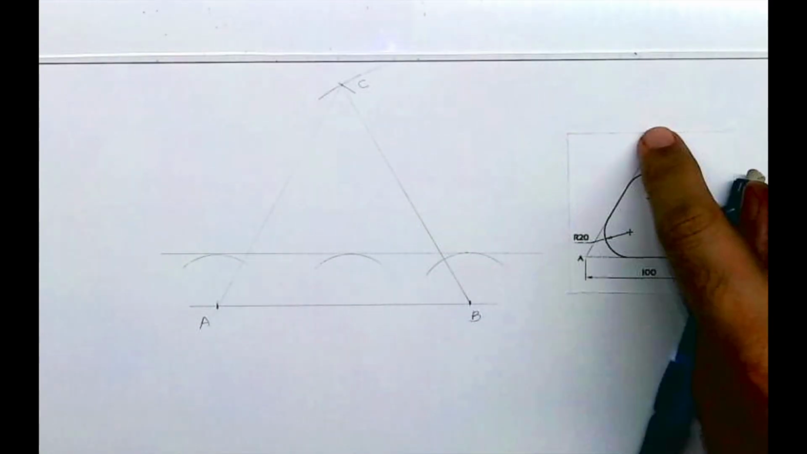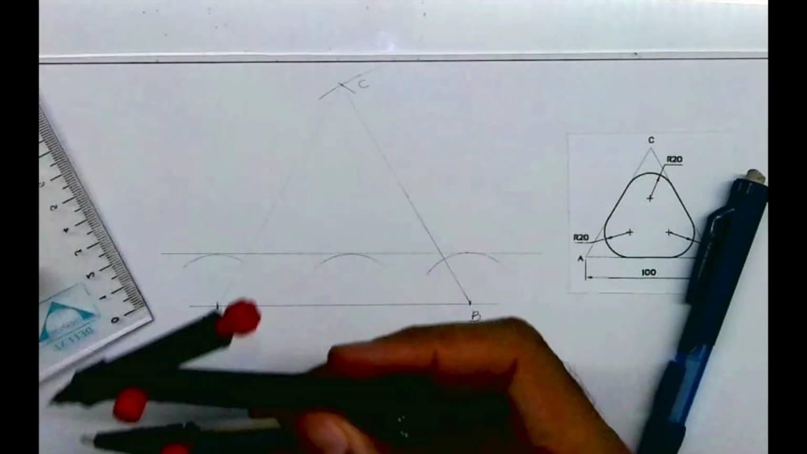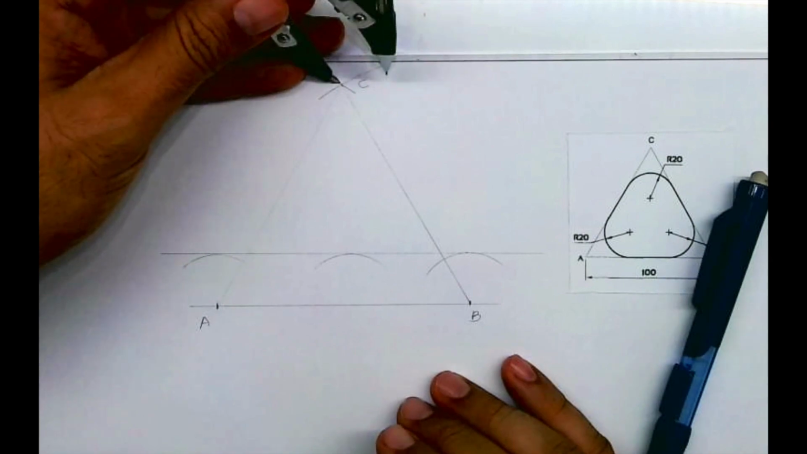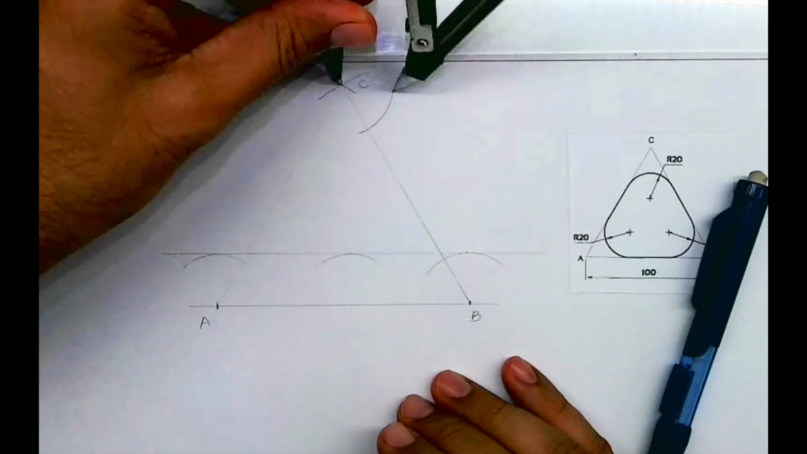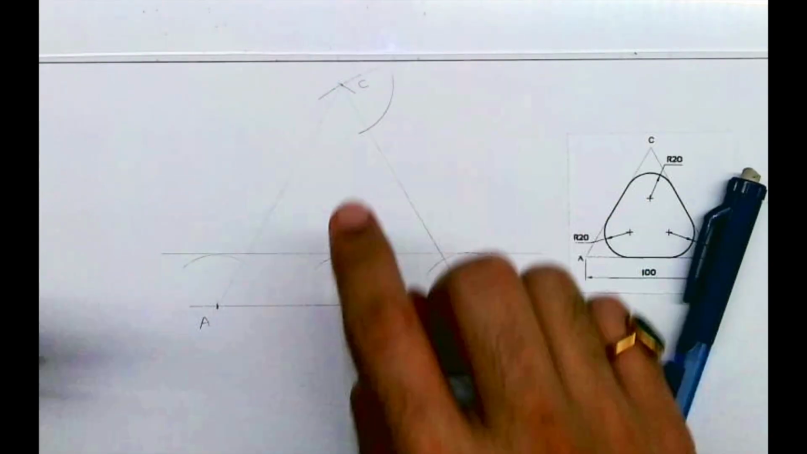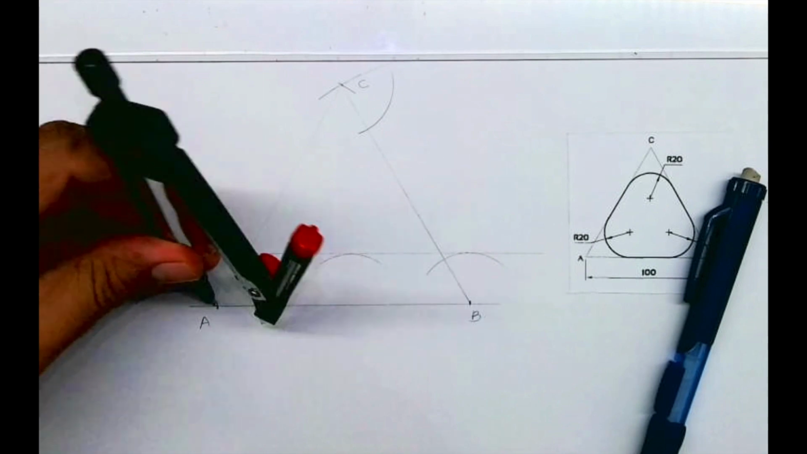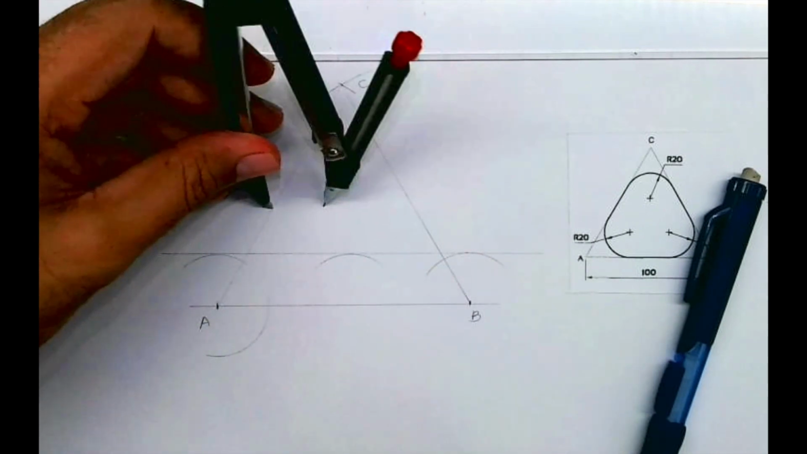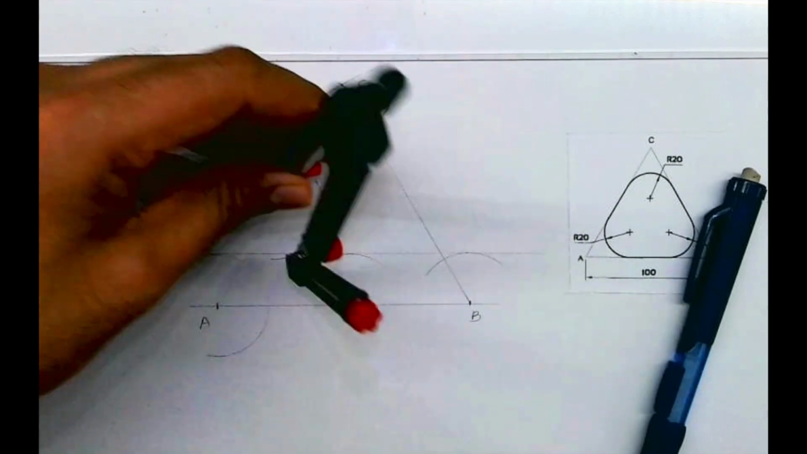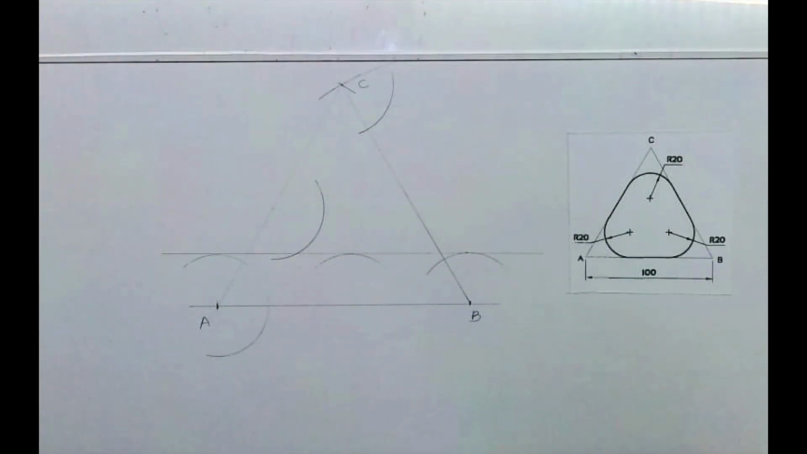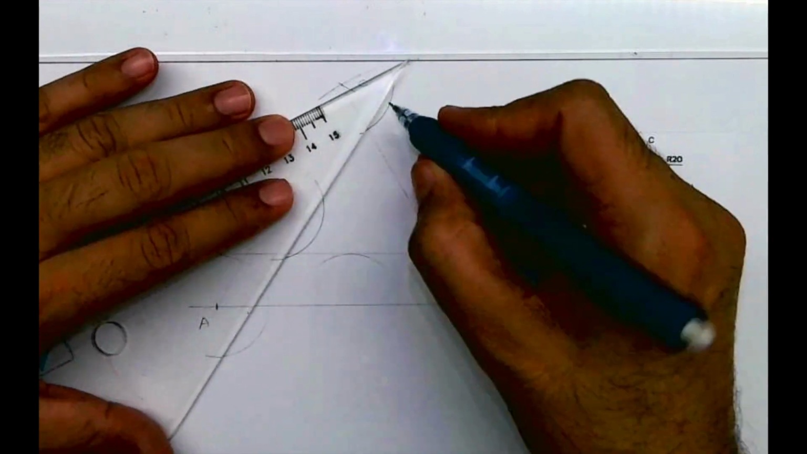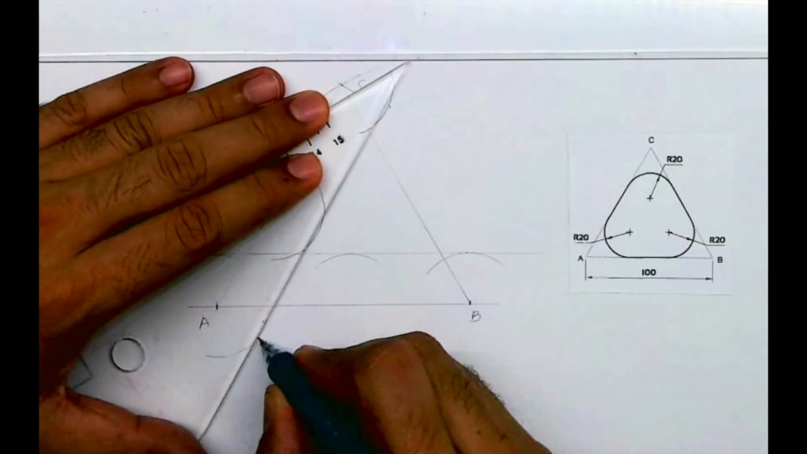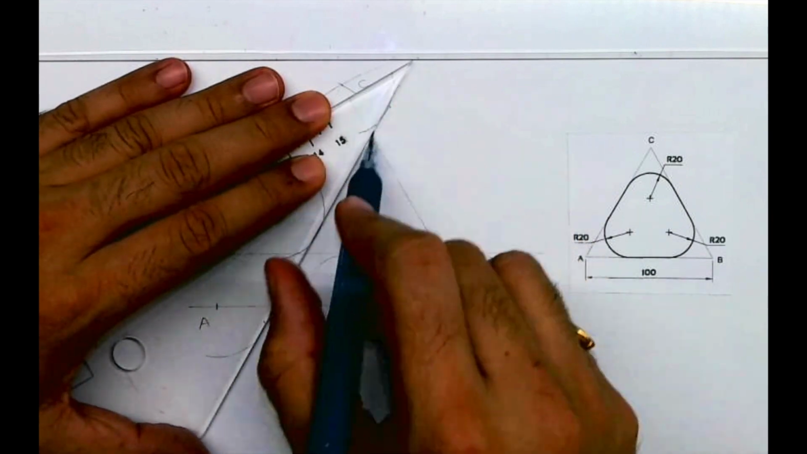Now the same procedure I will follow for AC. I will take radius 20. From C I will cut radius 20. From A I will cut radius 20. And anywhere in between A and C. And I will draw a line touching all these 3 top points. So wherever they meet, from that point we can draw radius 20.